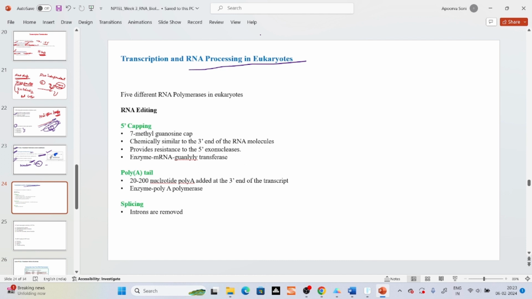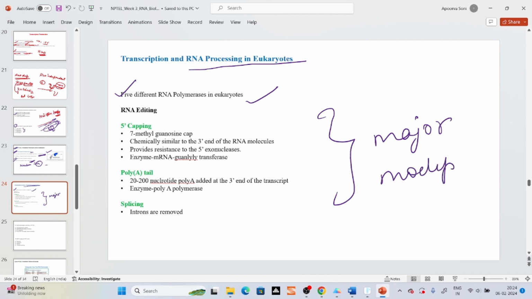First, as we have studied, the prokaryotic RNA polymerase and eukaryotic RNA polymerase are different. Prokaryotic RNA polymerase is a smaller RNA polymerase, eukaryotic RNA polymerase is a bigger one, and there are different RNA polymerases. There are 5 different types of RNA polymerase, 1, 2, 3, 4, 5, and these are the 3 major modifications that occur in your pre-mRNA, which is formed just after transcription.